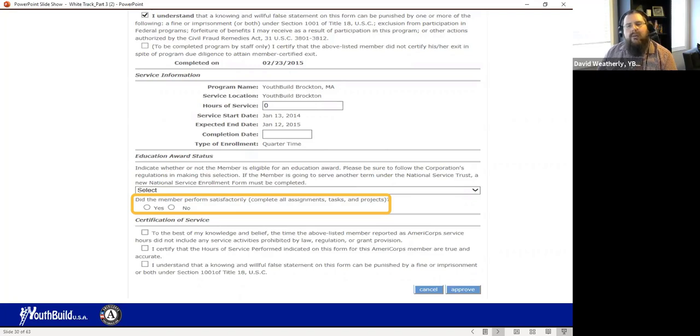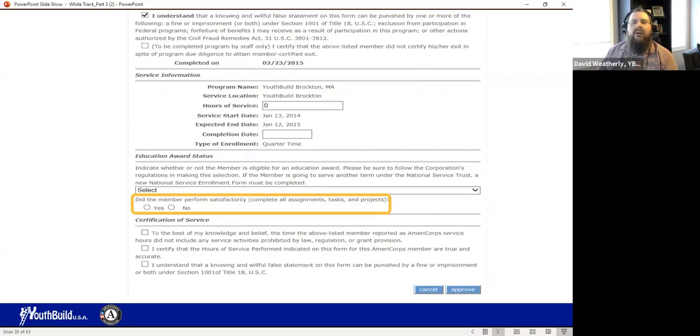The important thing to know about this question, which is not apparent when you're filling it out, and one of the reasons I very much dislike this question, is that if you select no, you are banning that person from ever serving in AmeriCorps again. So I want you to think really hard before you hit no. In almost all situations, you're going to want to put yes, because we don't want to cut off our young people from opportunities to serve.